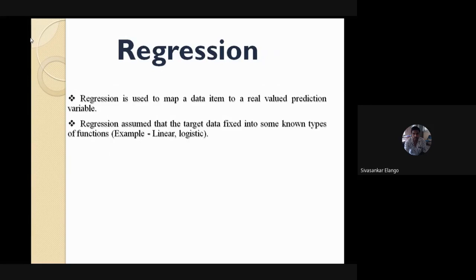And we'll also study regression in time series analysis. In regression, we assume that the output variable fits into some known type of functions, namely linear or logistic function, y equal to ax plus b, or y equal to a plus bx plus cx square, and so on. You are going to assume that the output fits into some linear or logistic equation. It's known as regression.